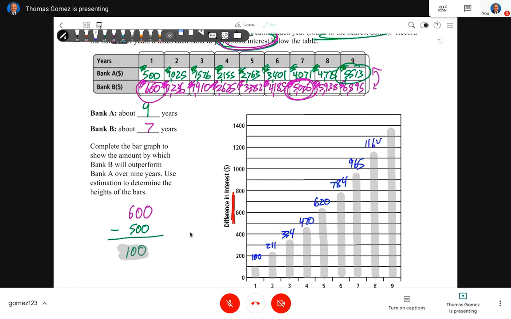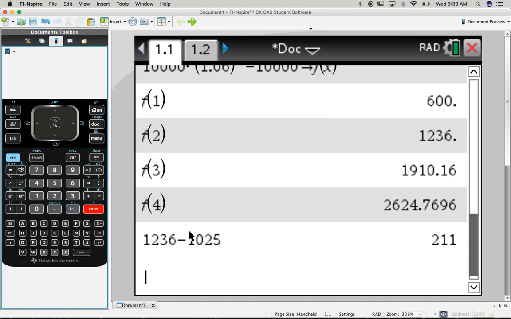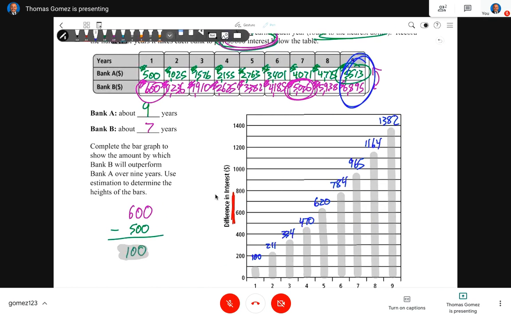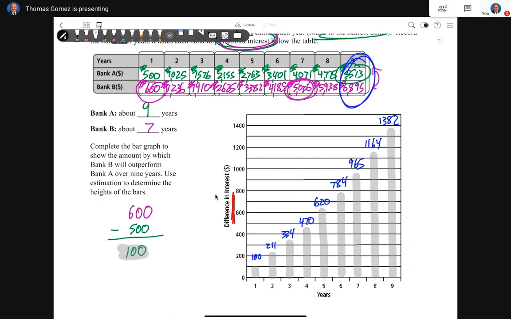1164, and 1382. Okay, so obviously, right here, this difference, 6895 minus that 5513, let me go ahead and put that in, 6895 minus that 5513 gives you that 1382. Okay, so bank B is definitely the better option, and this graph shows you how that goes. And that's it.